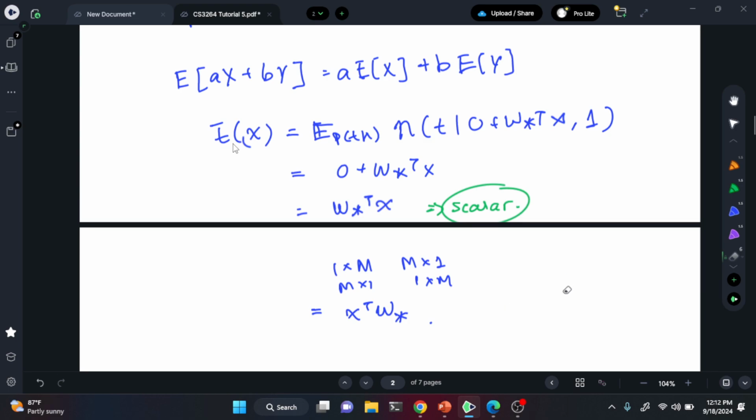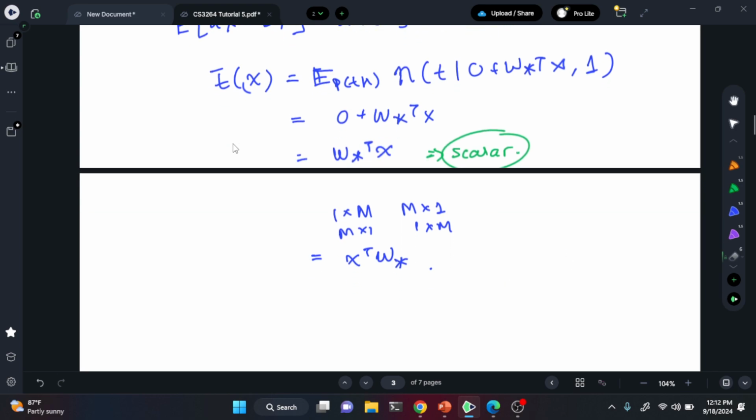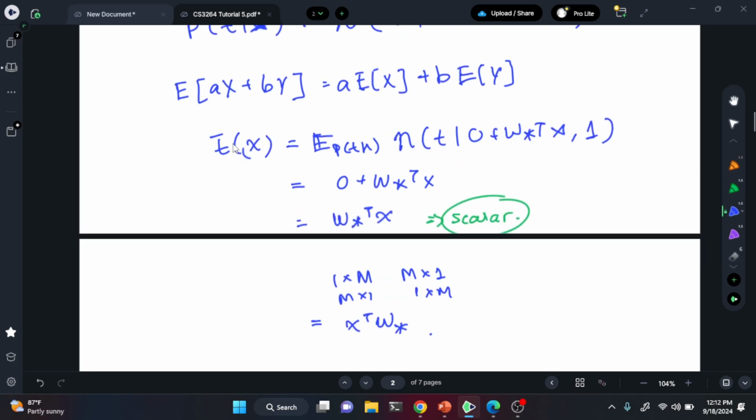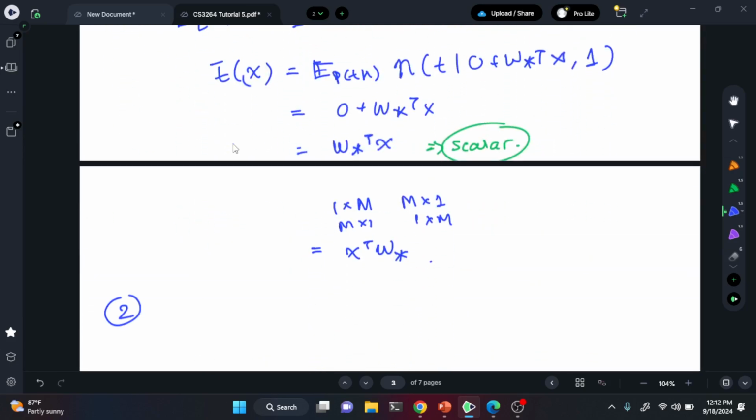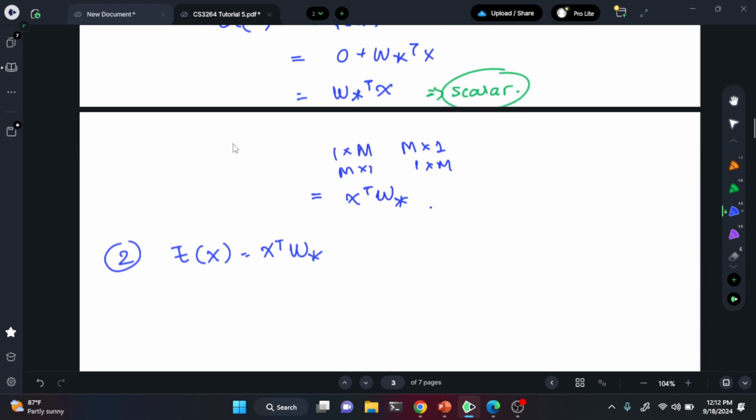Any questions? Seem puzzled. Okay. Now we go to the second one. Now that we already know that Tx, small x, is equal to x transpose W star. But actually we might not use this for now. This is just for us to demonstrate how we can obtain it for each single data instance. Now for part 2 is where we want to see how we represent this as a vector.